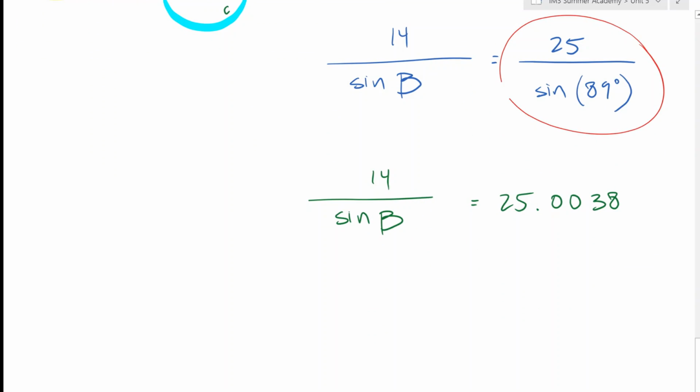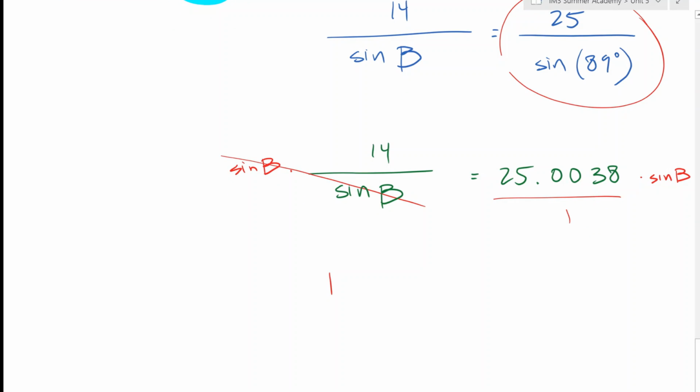All right, now I want to get big B by itself. So over here is a 1, so I can multiply this side by sine big B. That cancels it, but I multiply it and move it to the other side, and now it's no longer fractions. So I've got 14 equals 25.0038 times the sine of big B.